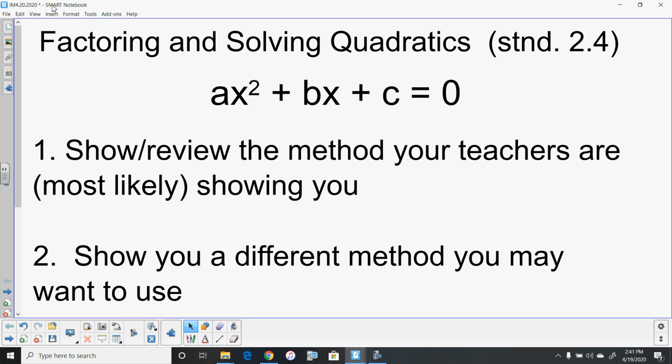A quadratic is anything with an x squared in it, really. Okay, it's a little more technical than that, but if you're seeing x squared, it's most likely going to be a quadratic equation or a quadratic function, something quadratic. So I'm going to show you how to solve these. There's a method that your teachers have probably showed you or at least are going to show you. I'll walk you through an example of that.